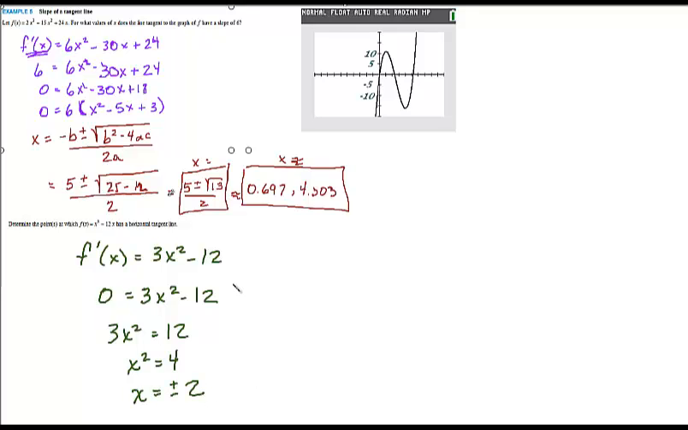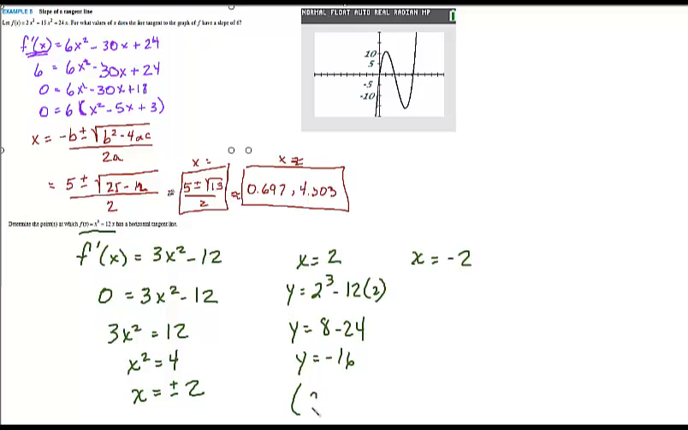Now they didn't just ask me for the x values here, they wanted the y value, the entire point, so I need both the x and the y values. So for x equal positive 2 and x equal negative 2, I need to get those y values. So I go back to my original function so I can get those y values. Y would be 2 cubed minus 12 times 2 here. Y equals 8 minus 24. I believe that's negative 16.